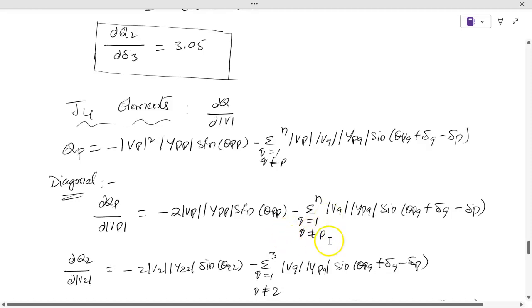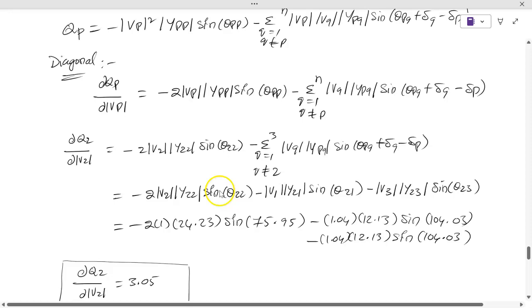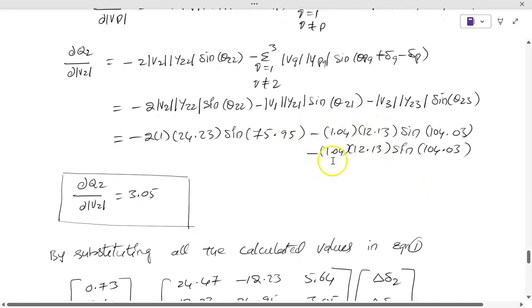So here q is not equal to p. Here the p value is 2, so q is not equal to 2. That means here q is equal to 1, 3 only. So after substituting this and this, two terms will come, when q is equal to 1 and when q is equal to 3. Then finally after substituting these values, we will get this.